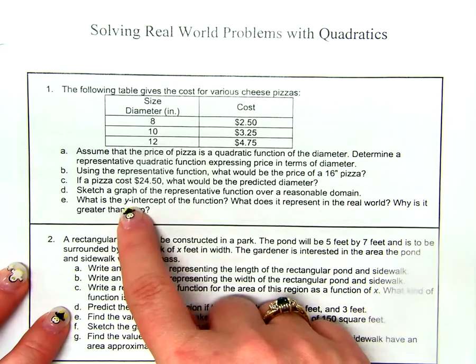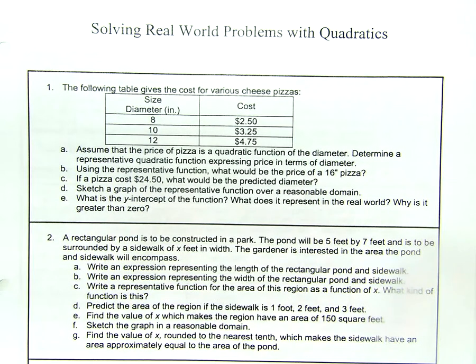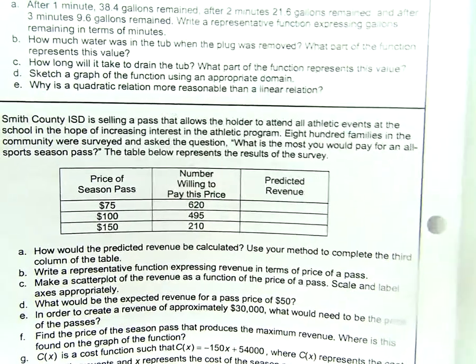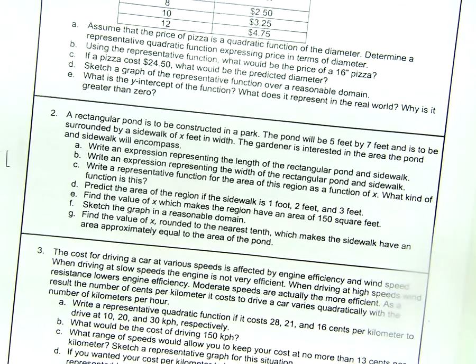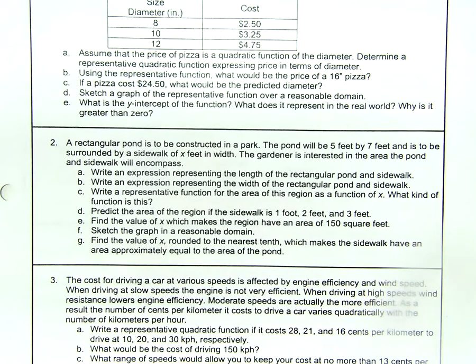Okay? And then it talks about the y-intercept, and it talks about what is in the real world and why it is greater than 0. Those are all questions you need to answer. Okay? You have 1 through 5 on this page. I know there's quite a few different questions within a question, 5 or 6 or 7 questions within a question. So I'm going to give you the rest of the period to work on this, and whatever you don't finish is homework. Okay? Any questions about this?